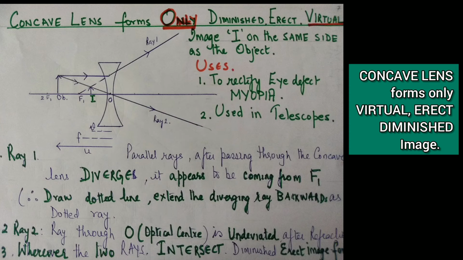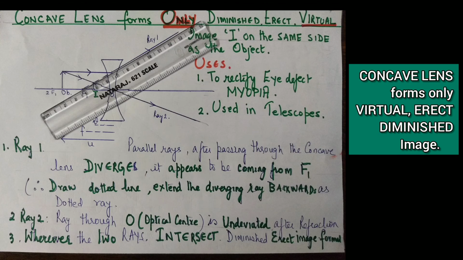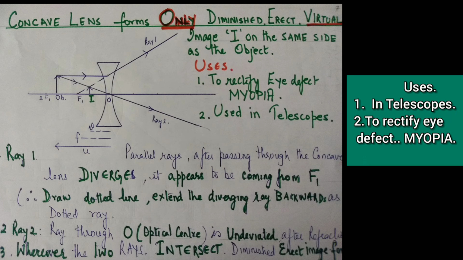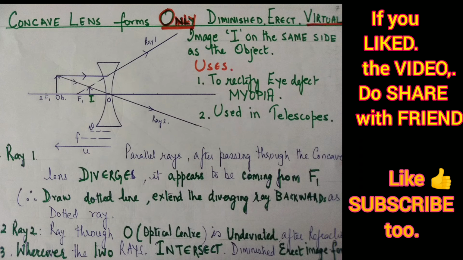Now here, a parallel ray to the principal axis diverges. It's a diverging lens. When you extend the ray backward using the scale, let it meet at the principal axis. The second ray starting from the tip of the object through the optical center is undeviated. Wherever these two intersect, you have an image. This image is virtual, erect, and diminished. A concave lens always forms a diminished image, a virtual image, and virtual images are always erect.